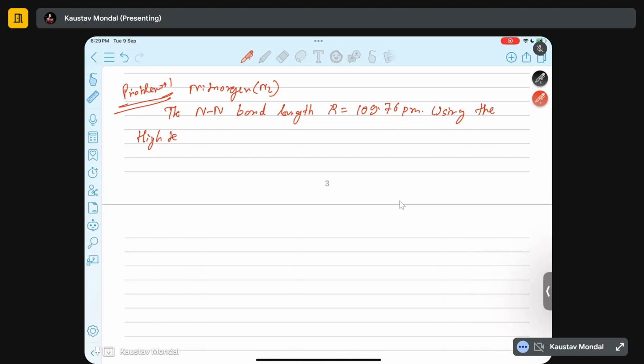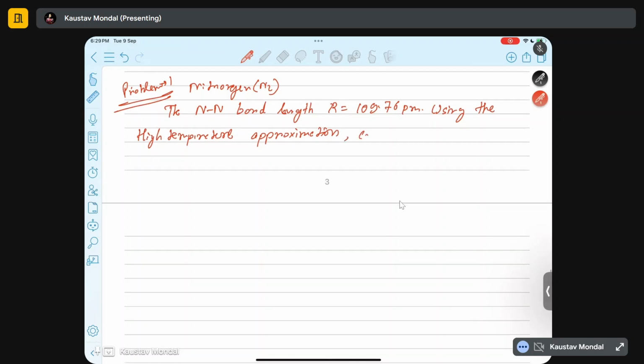Then, using the high temperature approximation, calculate the QR, sorry, the QR at T equal to 300 Kelvin. Okay.